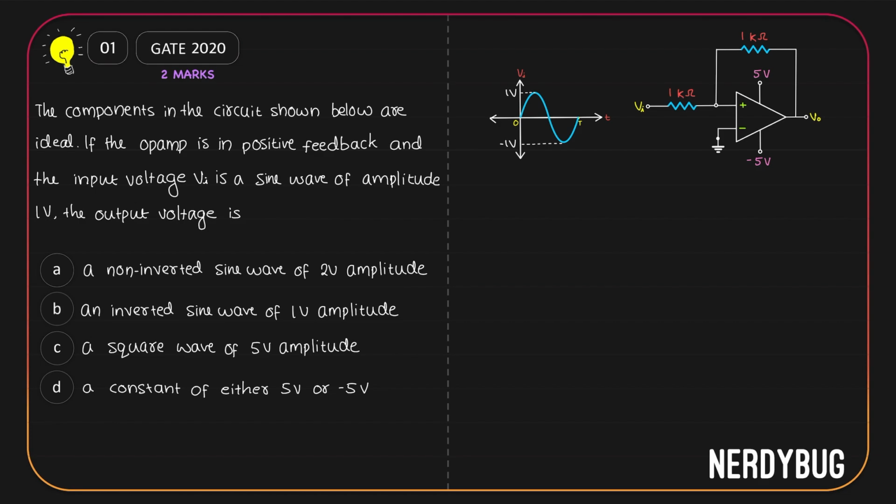Now, this is a pretty simple question once you recognize the circuit over here. You can see that the input is given to the positive terminal. The feedback is also positive. So the feedback will reinforce the input instead of opposing it. Which means what we have over here is a Schmitt trigger. And we know output of a Schmitt trigger is always saturated. So the output will be a constant of either 5 volt or minus 5 volt, because the Vsat here are 5 volt and minus 5 volt. Option D is the correct answer.